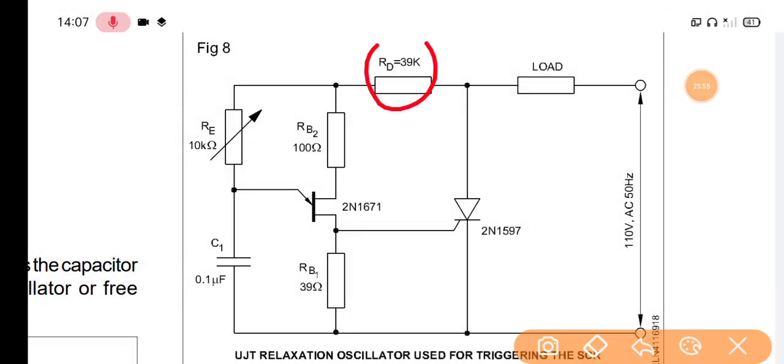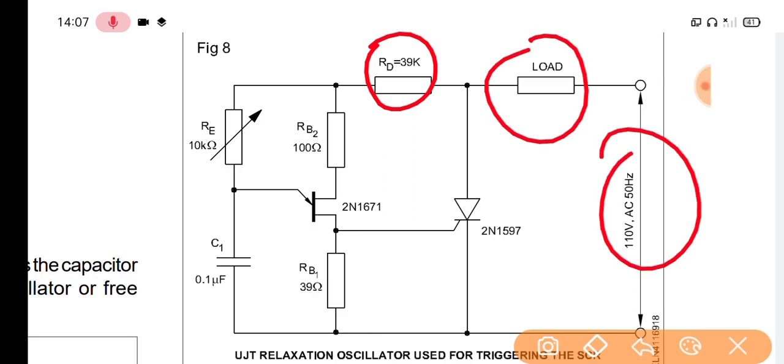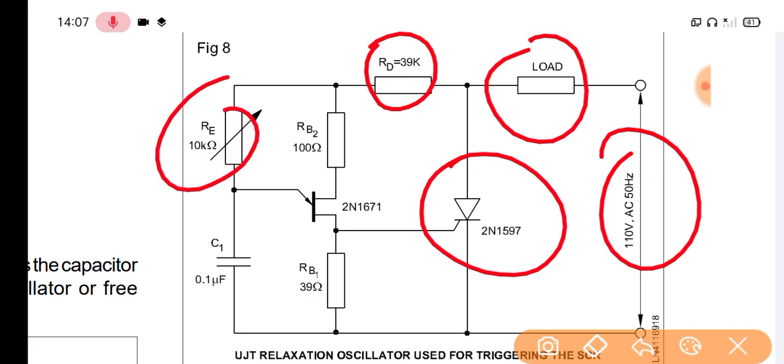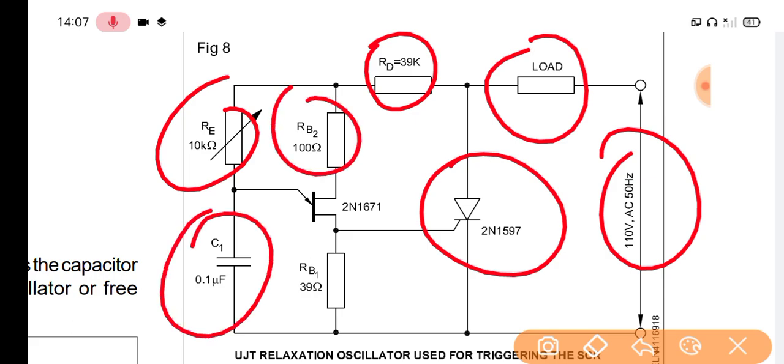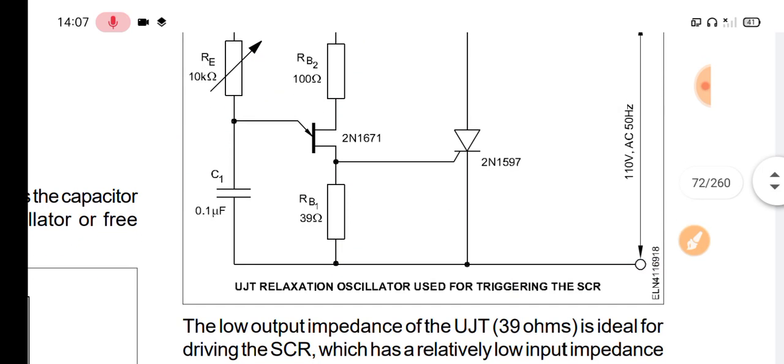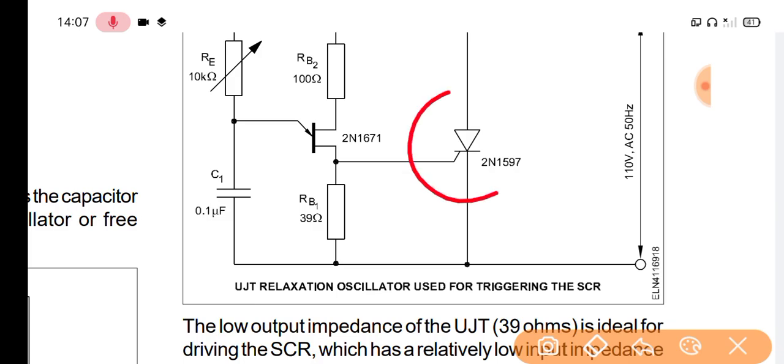this is RD 39 kilo ohm, the load, and this is 110 volt AC 50 Hz. 2N1597 and UJT, and this is 10 ohm, Re 10 kilo ohms, R2 100 ohms and capacitor 0.1 microfarad, and this is RB1 39 ohm. UJT relaxation oscillator used for triggering the SCR, and this is the SCR and this is the UJT.